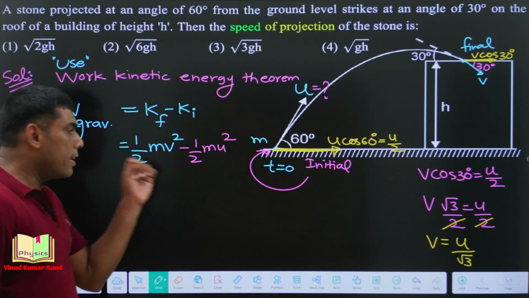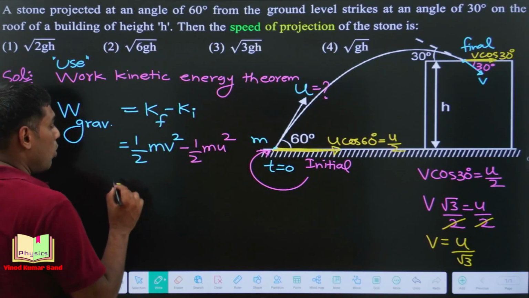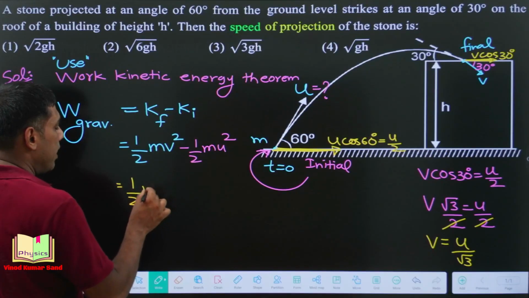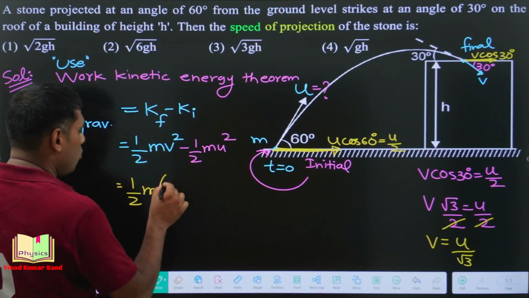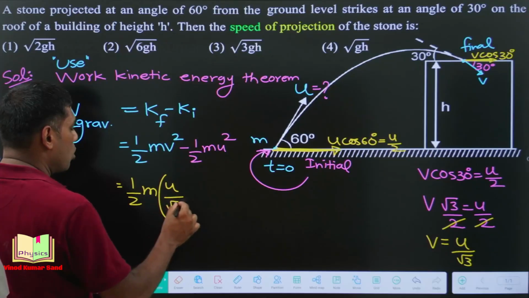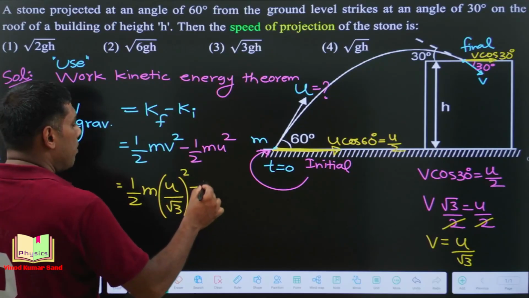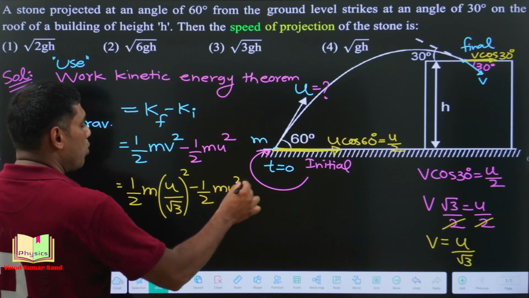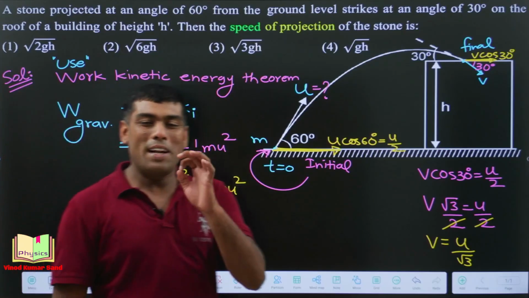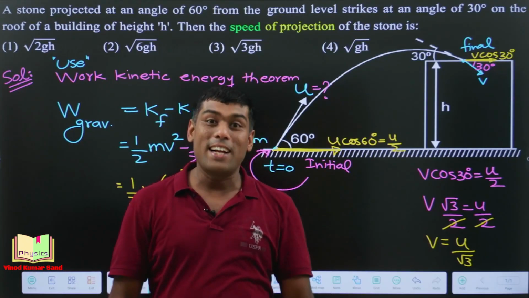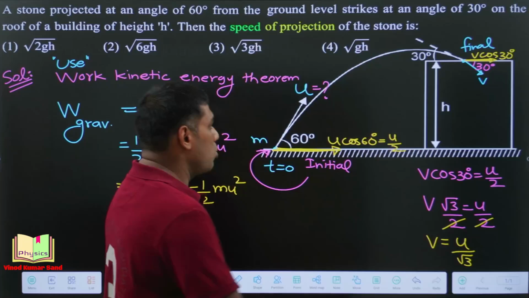Here we require the data for V. So half m and then V square. So we should put here u by root 3 whole square minus half m u square. Agree? Now let us write the left hand side, work done by the gravitational force.